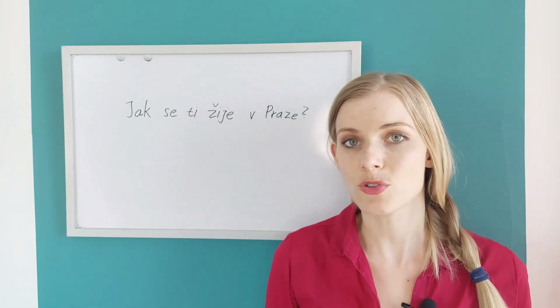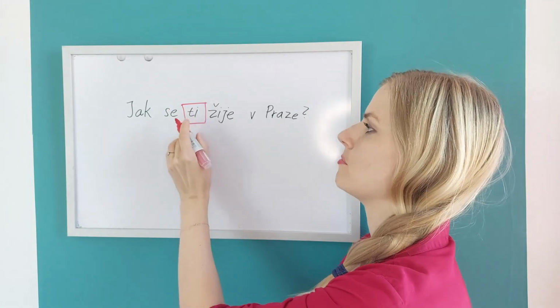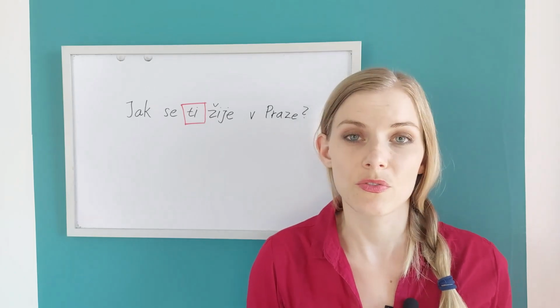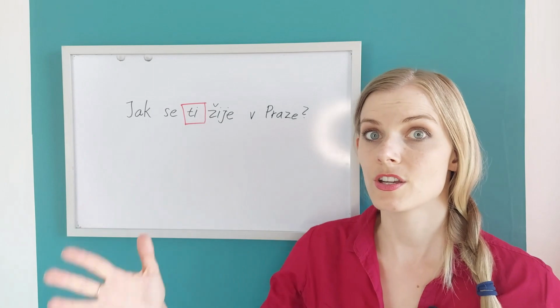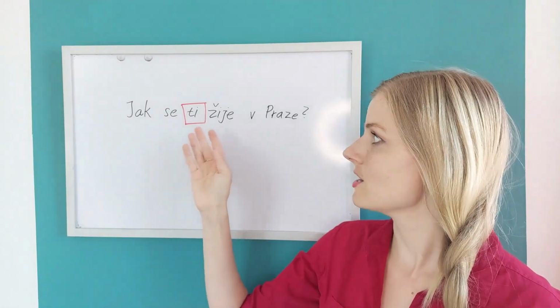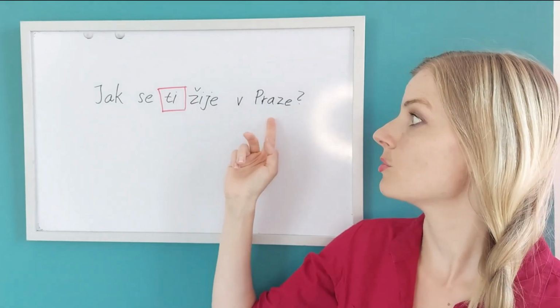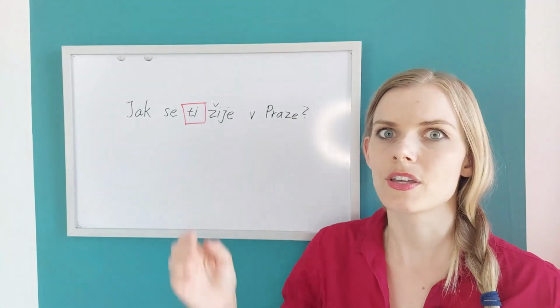In this part, we are also going to be talking about the dative case as our main character of the video. And I'm going to give you examples of more phrases that have a very different structure from English. Just take a look at this one. Jak se ti žije v Praze? How do you like living in Prague? But you is expressed by the dative case.